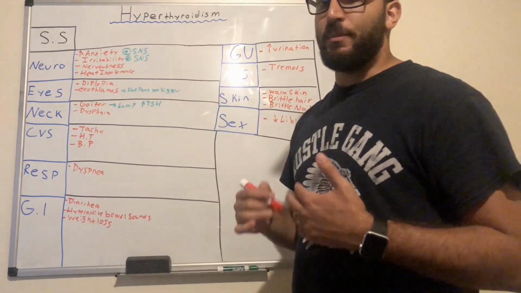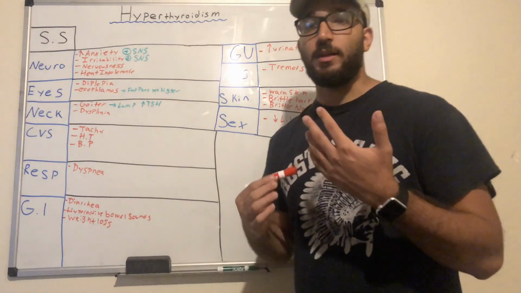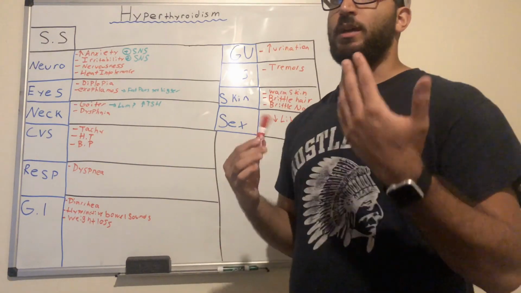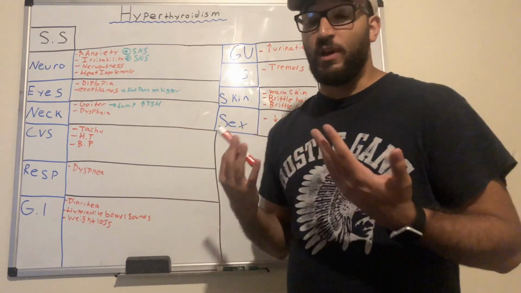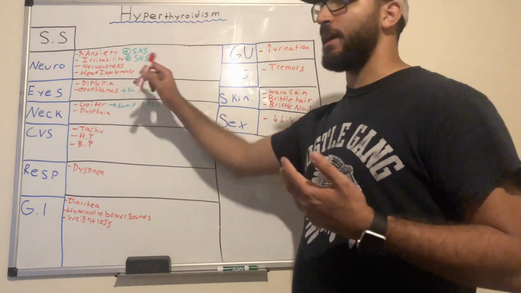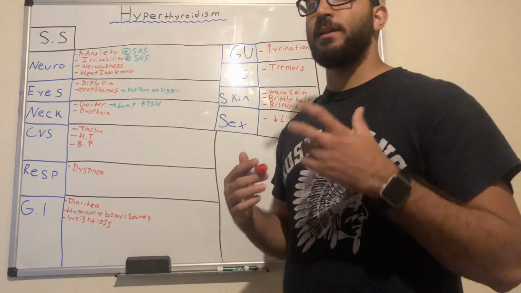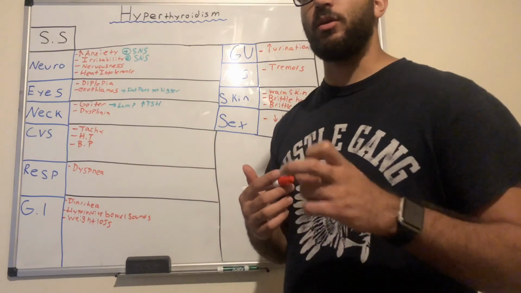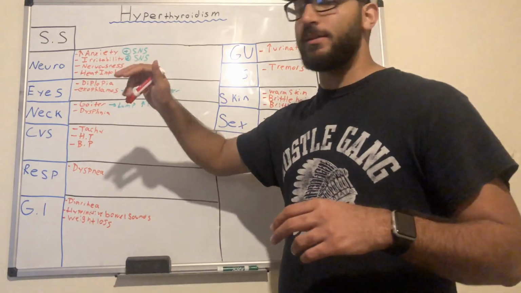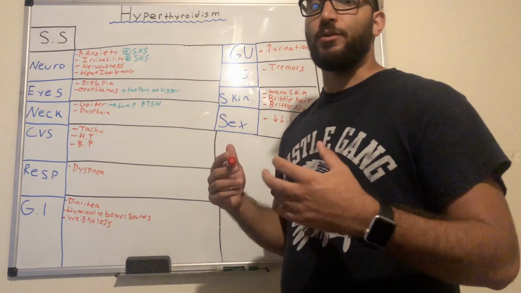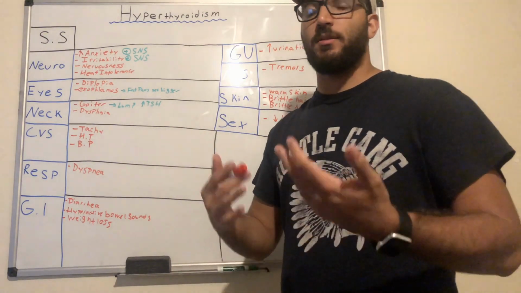Well, we're going to see a patient who is going to have increased anxiety. They're going to be irritable. They're going to feel very nervous, and they're going to have heat intolerance. With the anxiety and the irritability, that's due to the activation of the sympathetic nervous system. That's going to cause that patient to feel very anxious and very irritable.